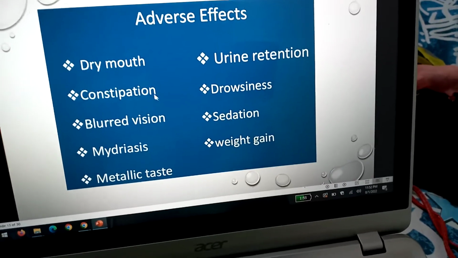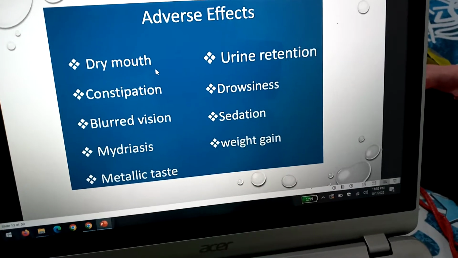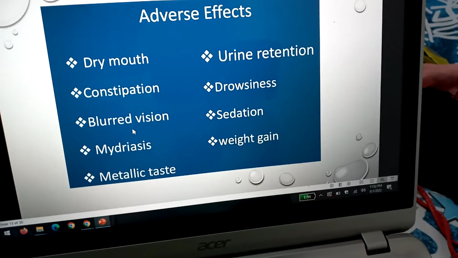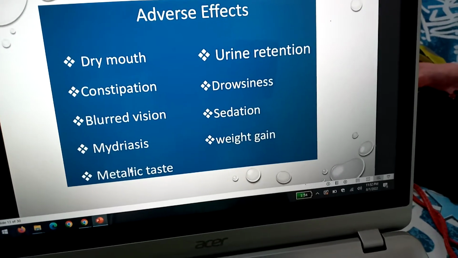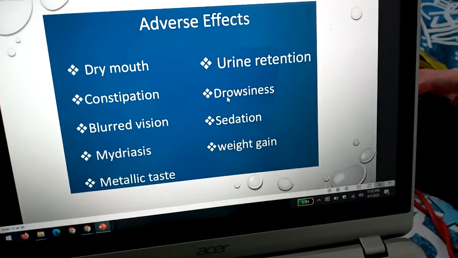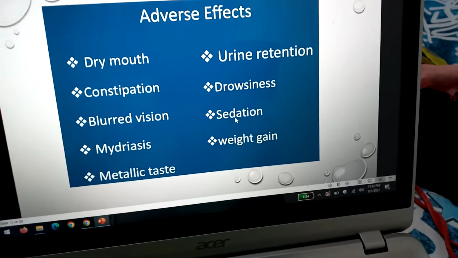Adverse effects caused by imipramine and tricyclic antidepressants are dryness of mouth, constipation, blurred vision, mydriasis, meaning opening of pupil size, metallic taste, urinary retention, drowsiness, sedation, weight gain.